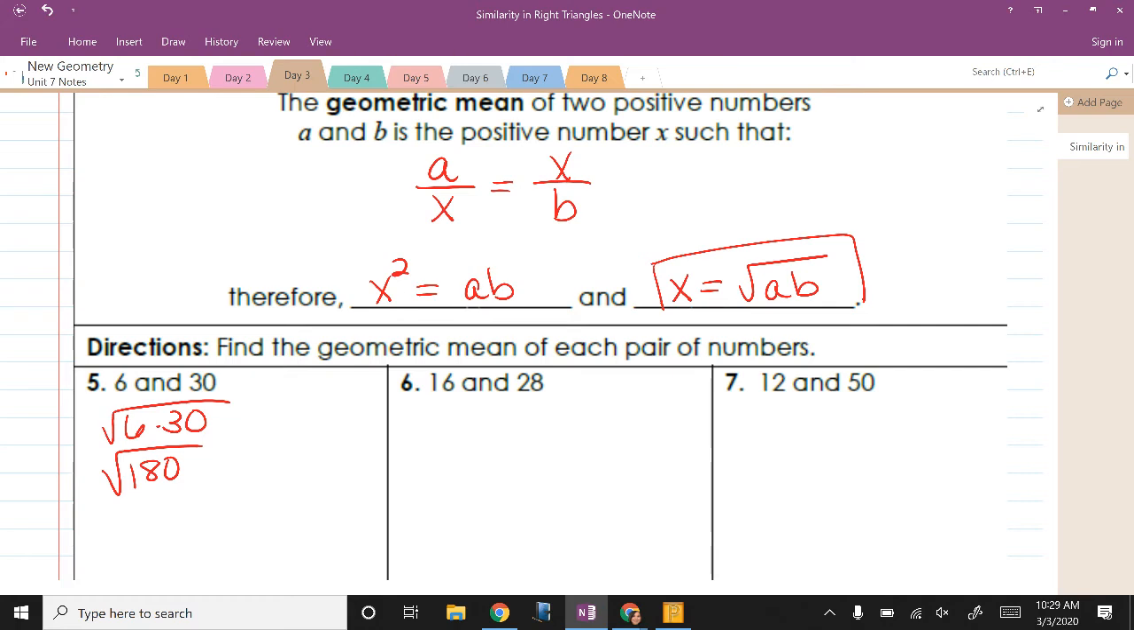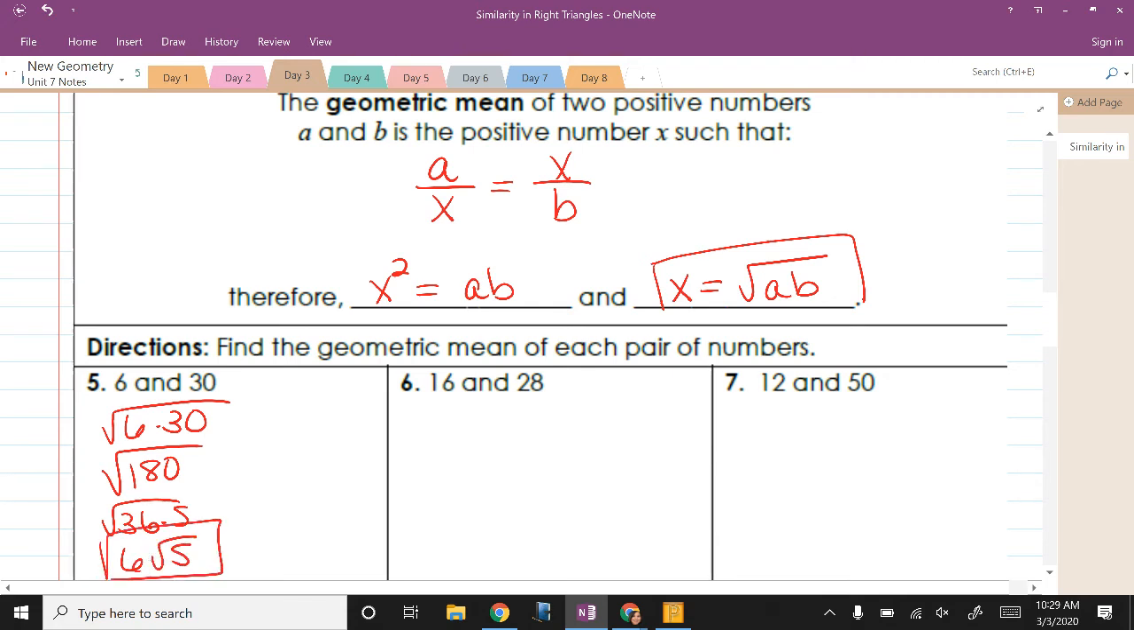All right. 36 times what equals 180? 36 times 5. And what's the square root of 36? So this is 6 radical 5 is the geometric mean. Okay?